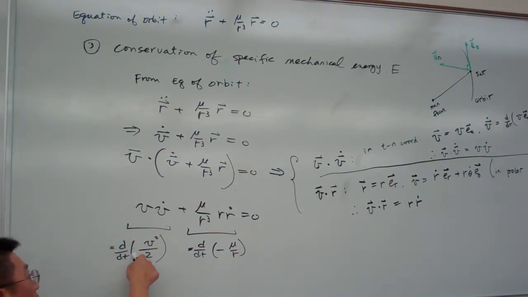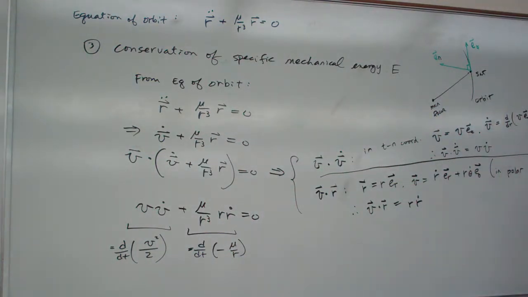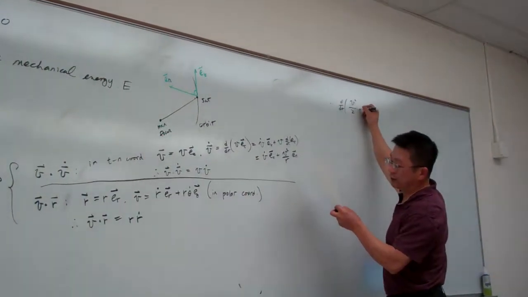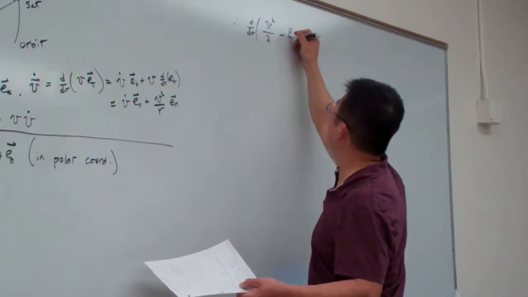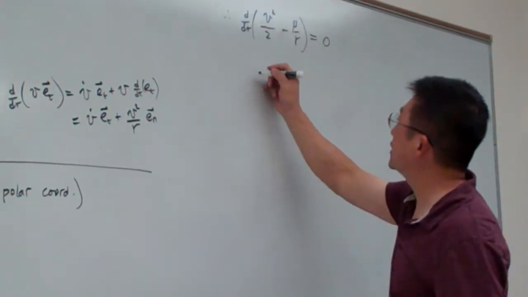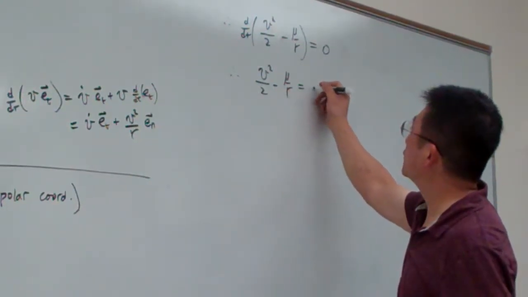Again, if you take the chain rule, then you take this one. Rearrange. So that means therefore d/dt of v squared over 2 minus mu over r equal to 0. So therefore v squared over 2 minus mu over r equals a constant.